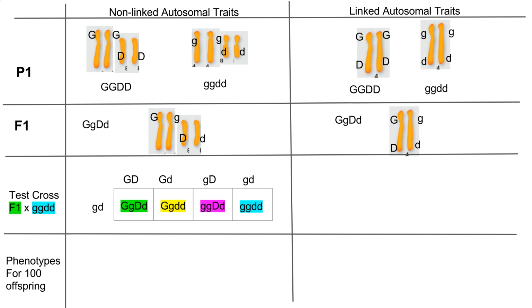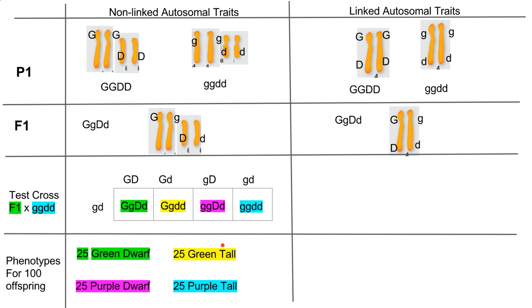of phenotypes. And now on the bottom here, I'm playing out this. Okay, it is 1 to 1 to 1 to 1. Green dwarf, green tall, purple dwarf, purple tall, and you'd end up approximately 1 to 1 to 1 to 1 for offspring, if it were 100.